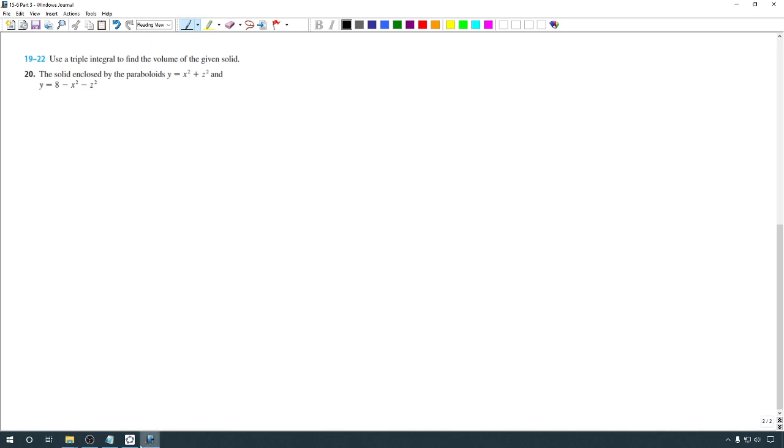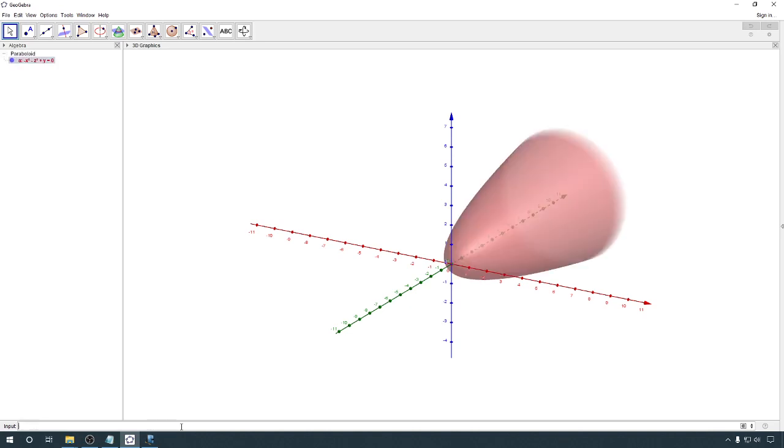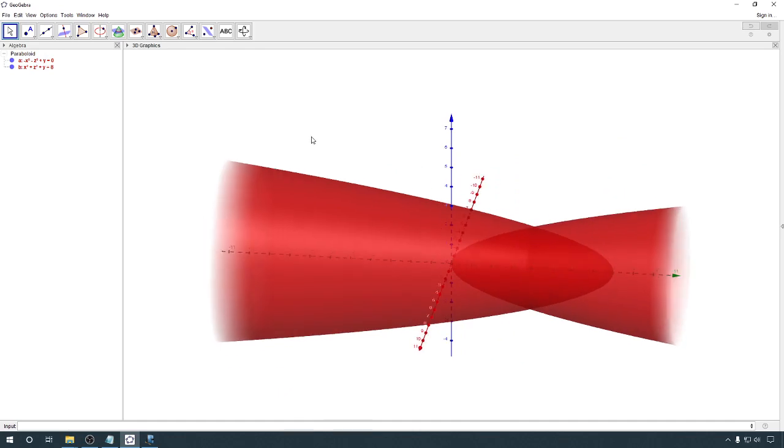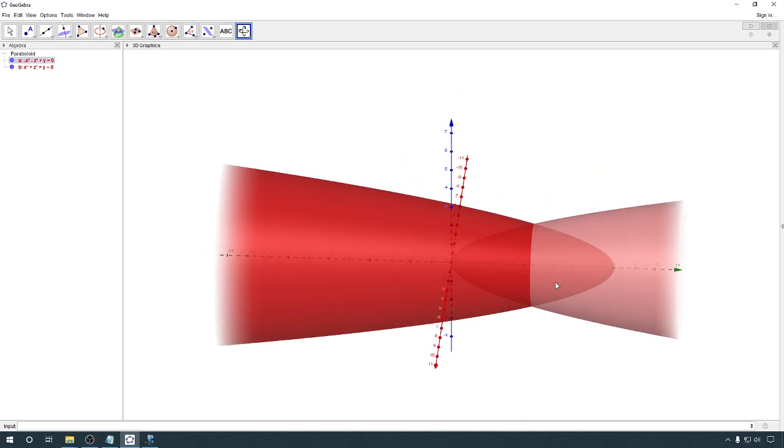Of course, we might as well go ahead and plot that region. So y equals x squared plus z squared. Y equals 8 minus x squared minus z squared. We have two paraboloids. And we specifically want to find the volume that's inside of both of them. So this almost football-shaped region in here.